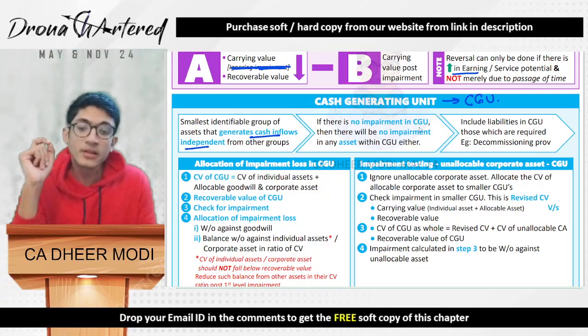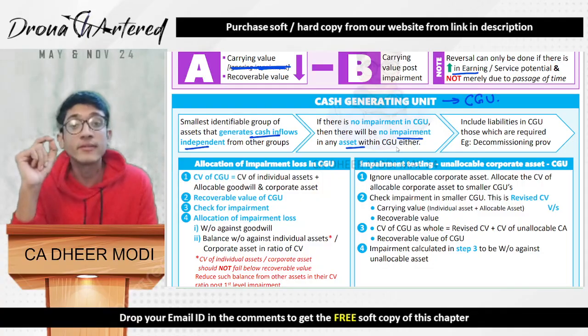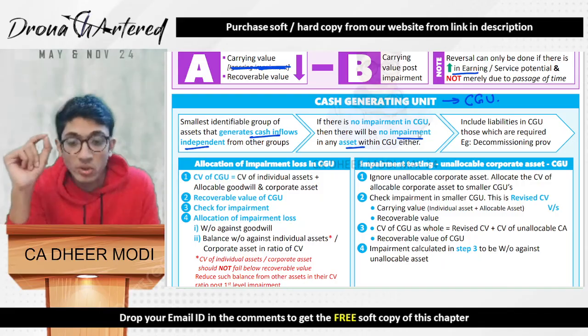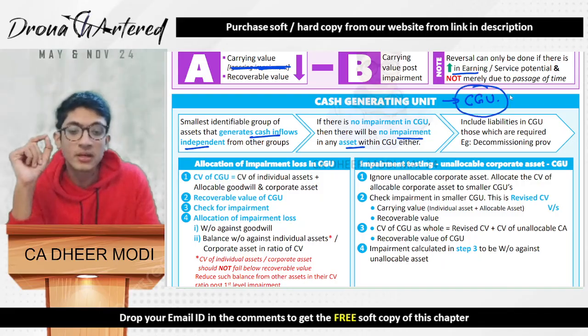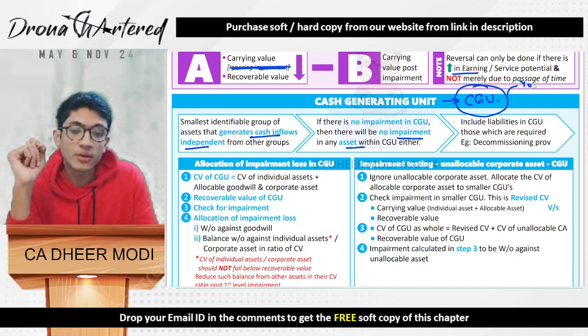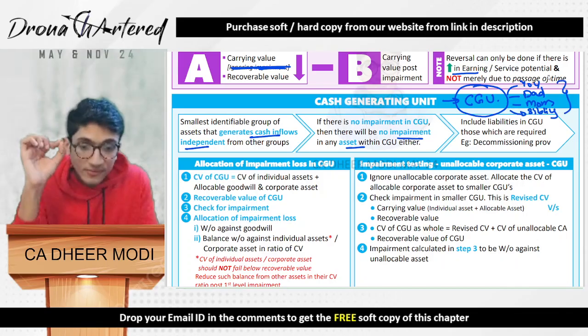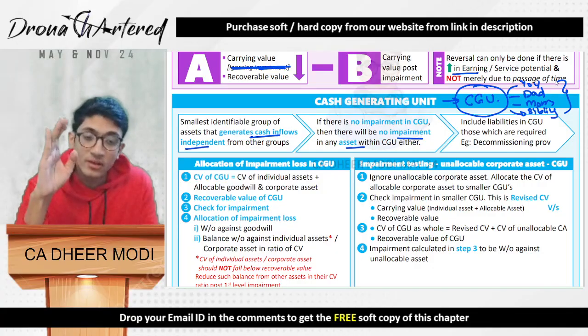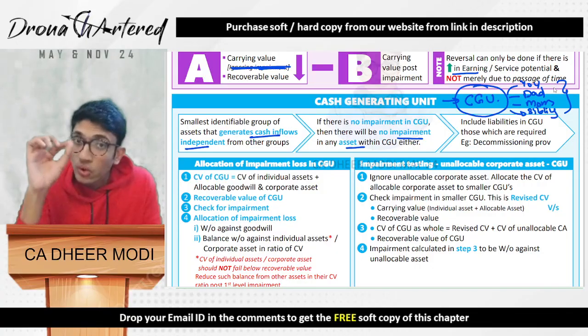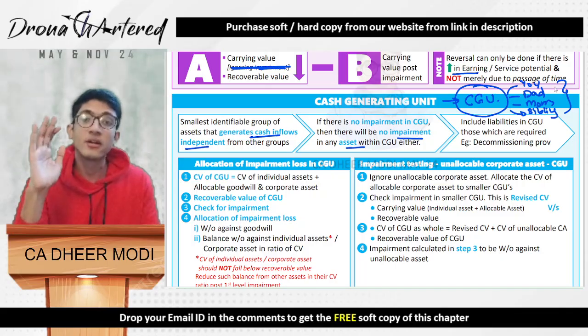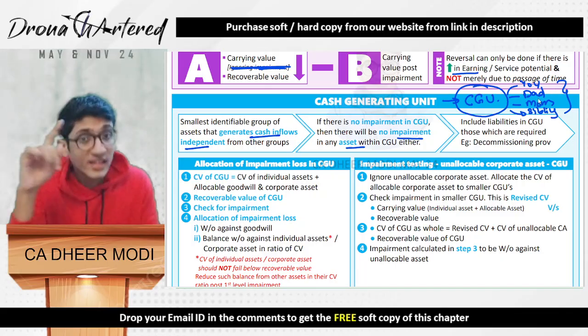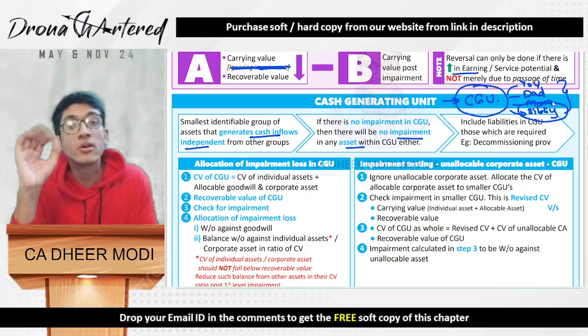If there is no impairment in the CGU, then there will be no impairment in any asset within the CGU either. What do you understand from that? A CGU is basically a family, say, you, your dad, your mom, and your sibling. We first calculate the carrying value and recoverable value of all four taken together. If we do not see any need for impairment as a whole, then there will be no impairment in any particular one either.